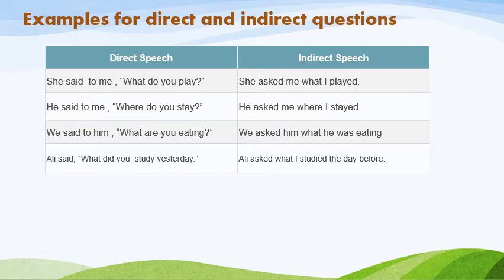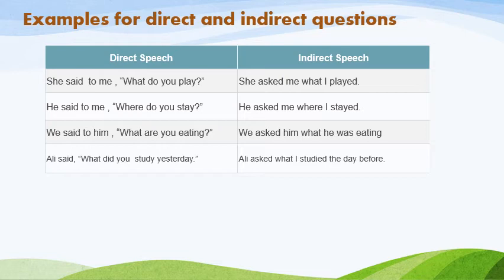We said to him, "What are you eating?" When we transfer that question, we have a little bit of difference because there is no verb "to do." The same thing: "said to" is going to be "asked." I removed the speech marks and I kept the word "what." Here I don't have the verb "to do."